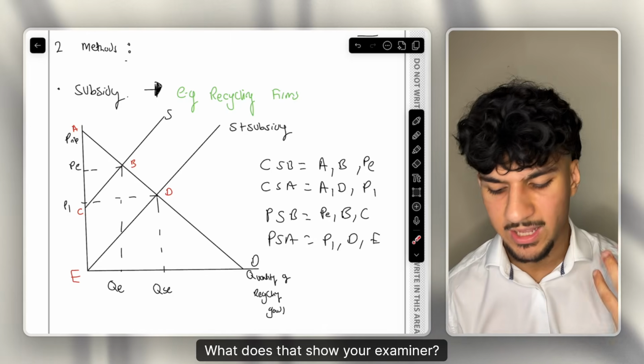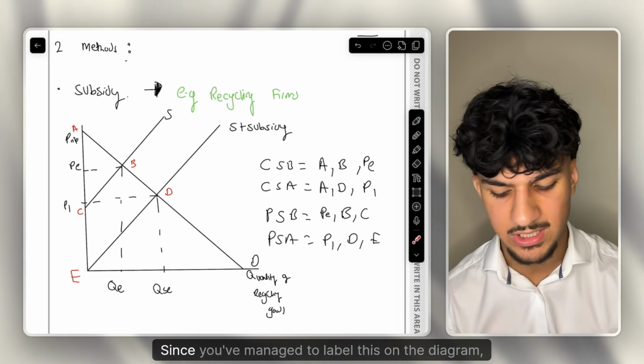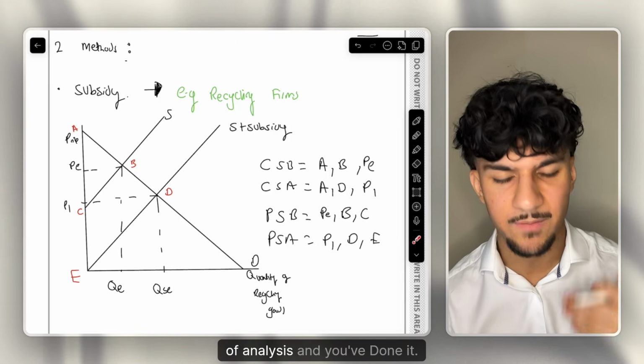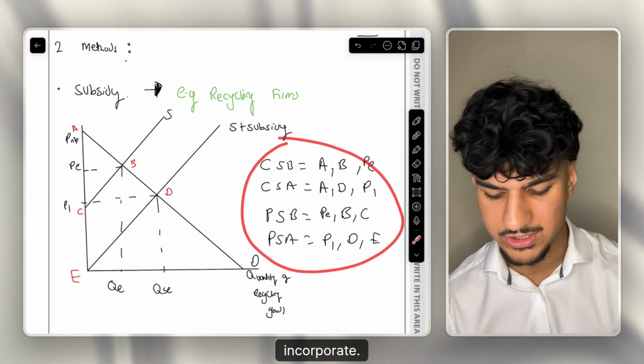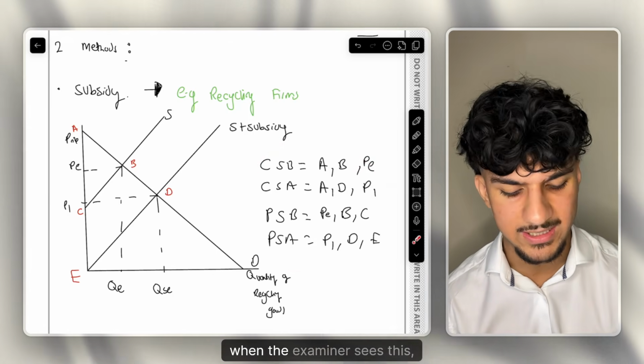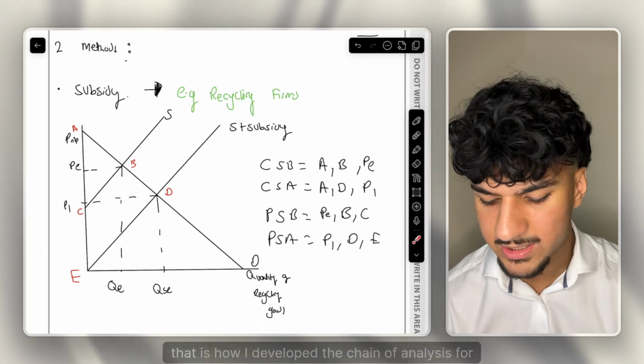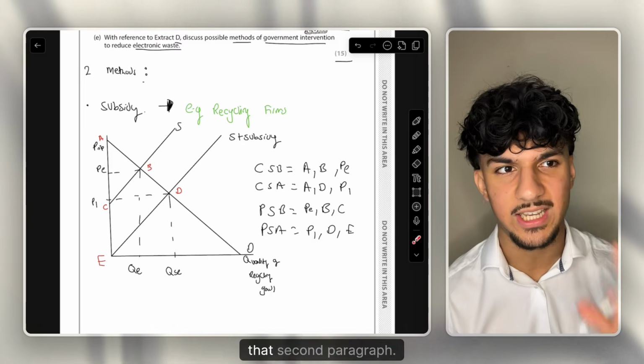And what does that show your examiner? It shows your examiner you're a top level student, since you've managed to label this on the diagram and incorporate it into your chain of analysis, and there are four different points here to incorporate. So when the examiner sees this, he sees you're a top level student, which is exactly what you're trying to get at. That is how I would develop the chain of analysis for that second paragraph.